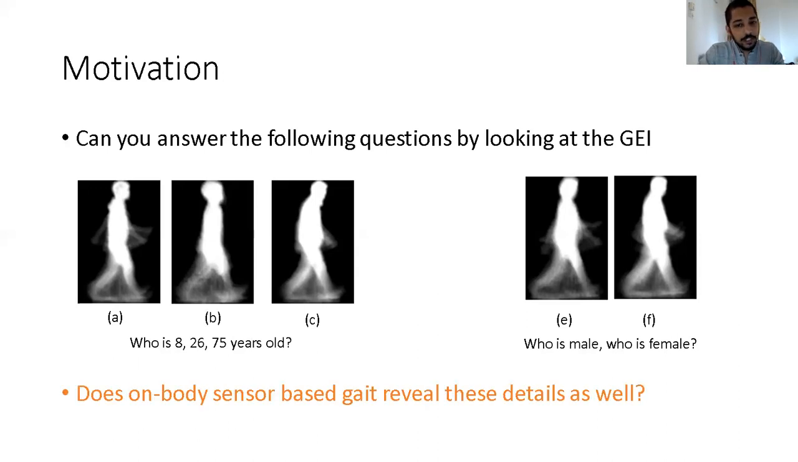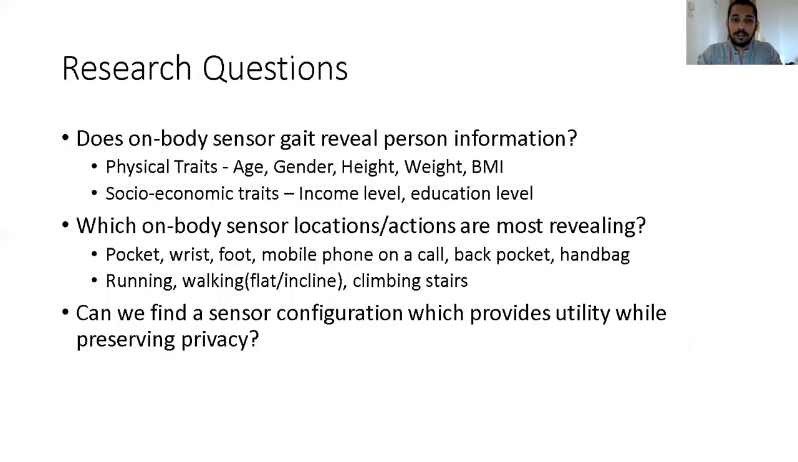So now the question is, if we have only on-body sensor data, can that be used to reveal these details as well, such as age and gender? So keeping this motivation in mind, these are our research questions. First one is, does on-body sensor gait reveal this personal information? First, we will look at physical traits such as age and gender, which we discussed just now, and also things like height and weight.